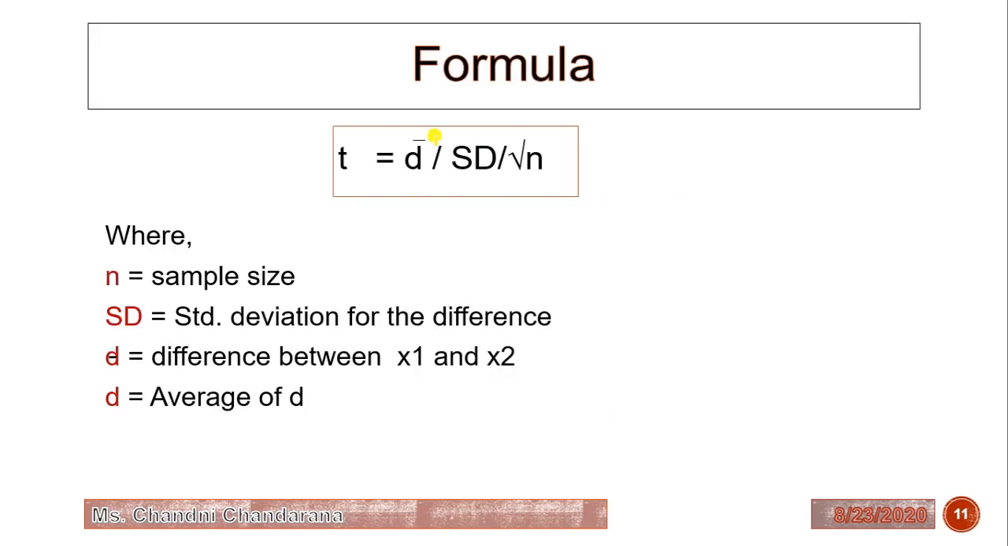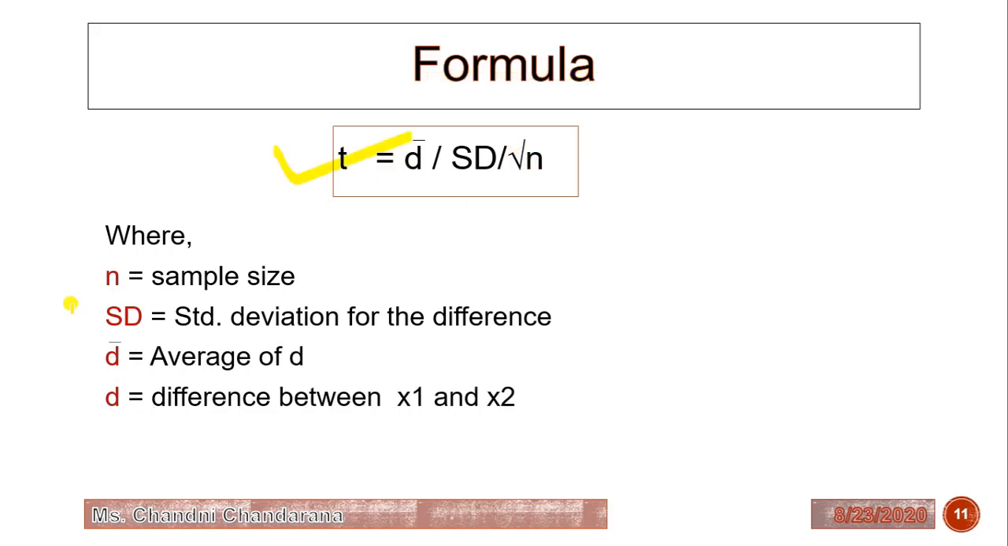Now this is the formula to identify the test. So here t is equal to d bar divided by s_d divided by under root n. Here n means the sample size, s_d means the standard deviation of the differences, d bar means the average of d, and d is the difference between x1 and x2. In the next lecture, we will see examples with the calculations for research problems by applying the t-test. You must watch the next lecture for the calculations.